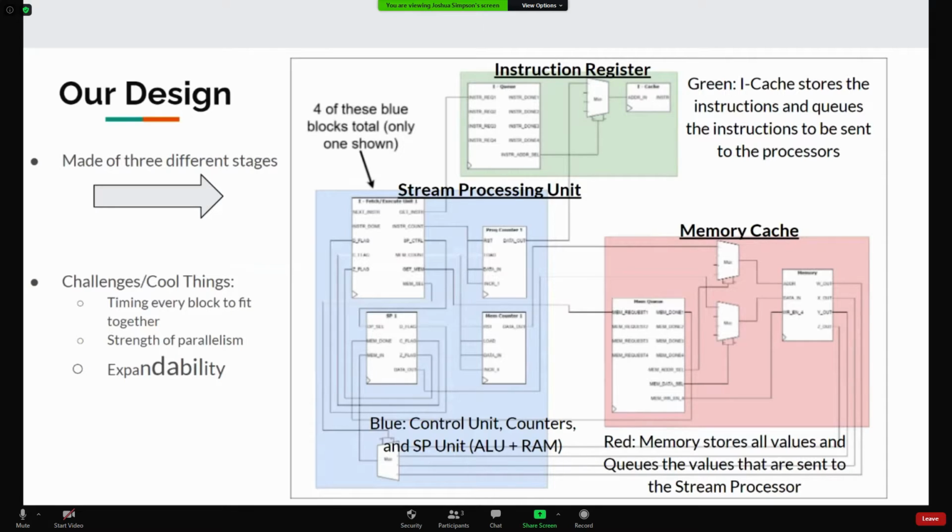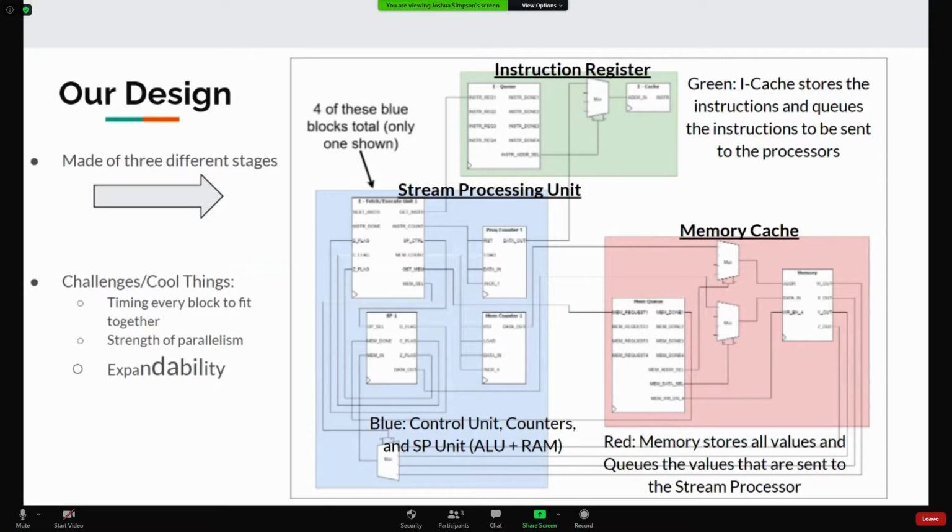And note here, there's only one stream processing unit. This is expandable to as many units as you want, up to a certain limit. We have some limit we haven't really found yet. And then on the bottom right corner, we have the memory cache, and that's the data set that all the stream processors are working together to do their computations on.